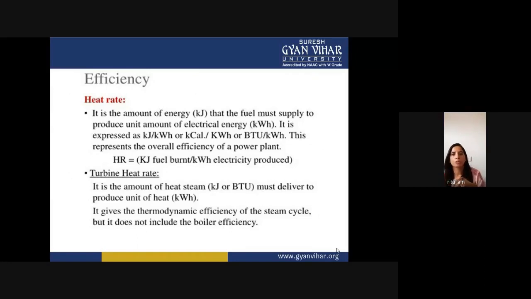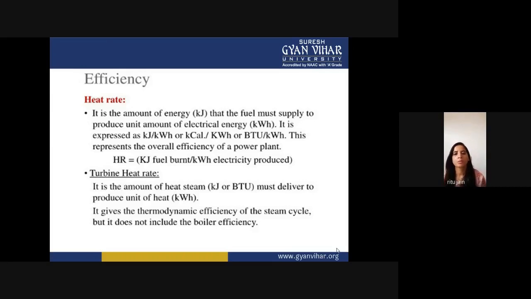Okay, so from this amount of energy you are getting the units, that is your heat rate. So heat rate can be expressed as: this amount of fuel you are burning, and after that this amount of electricity is produced. So the heat rate is equal to kilojoule per kilowatt hour. It is the ratio of energy divided by the units, or you can say the electricity, which is produced from the burning of fuel.